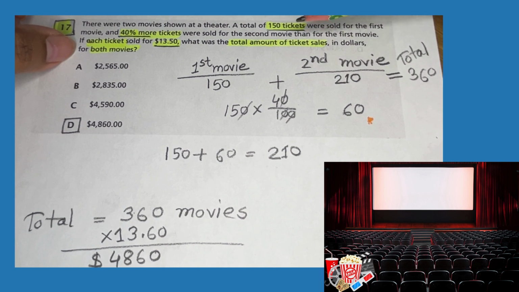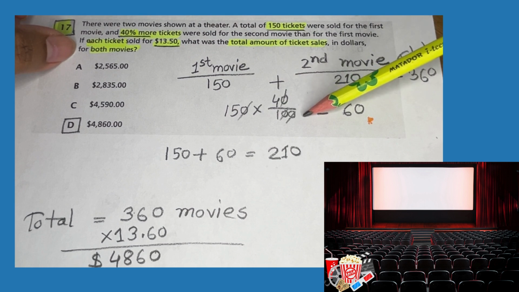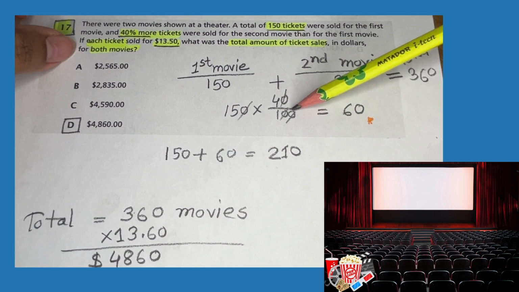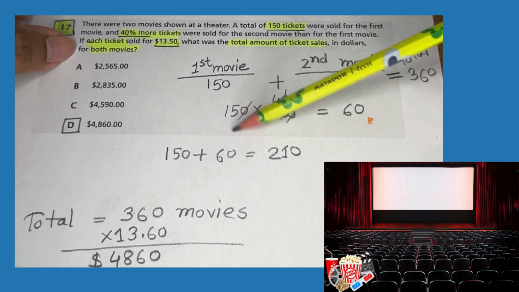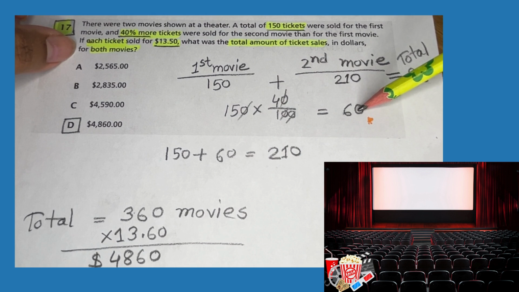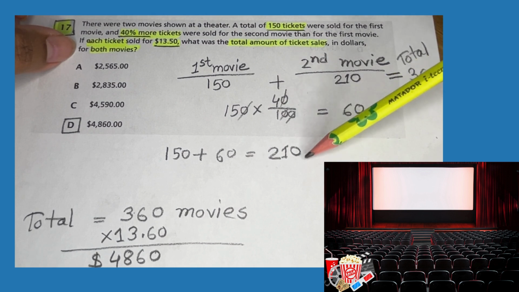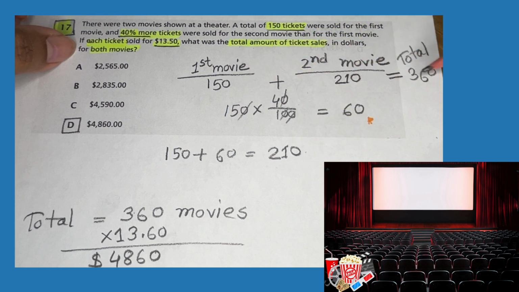So we know that the first movie is 150 tickets, and then we know that 40% more tickets, so 40 divided by 100, so we'll get that. And here it's 60 more, so we'll add together, that is the second movie we had, and first movie and second movie together, that is 360, that is the total.